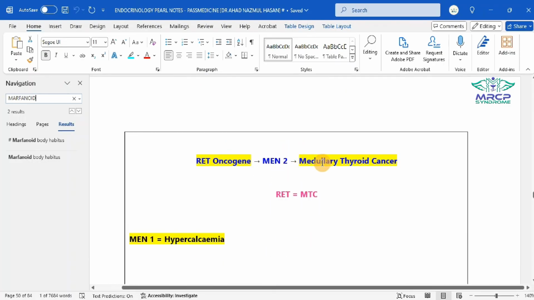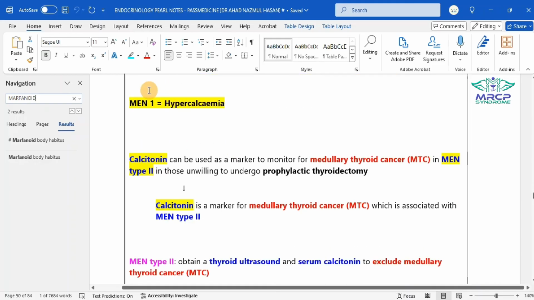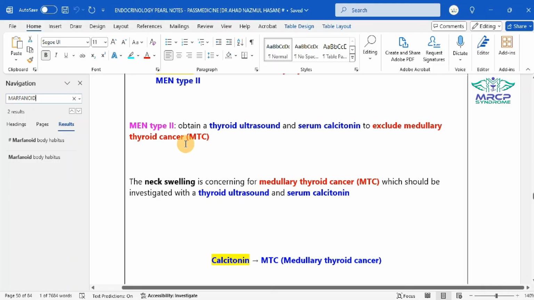MEN type 2 is commonly related to MTC, also related to the RET oncogene. And MEN type 1 will always have hypercalcemia. Calcitonin can be used as a marker to monitor for MTC in MEN type 2 in those unwilling to undergo prophylactic thyroidectomy. So calcitonin is a marker of MTC associated with MEN type 2.